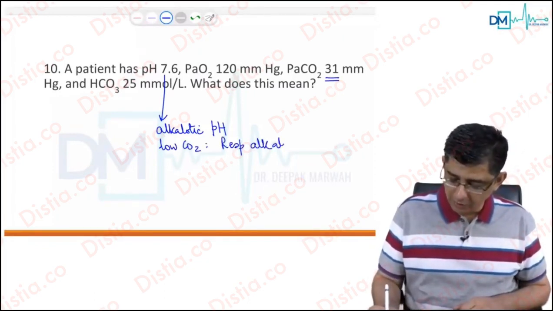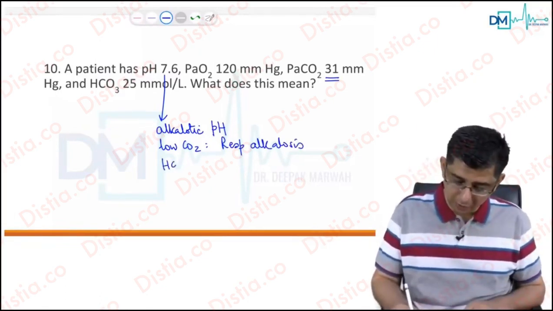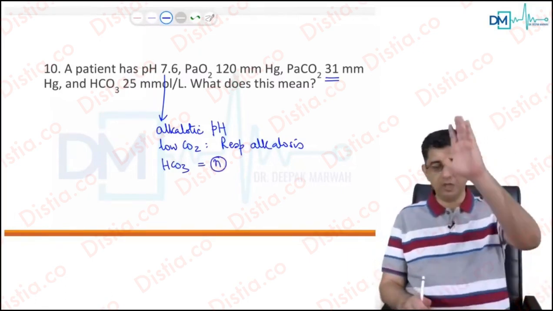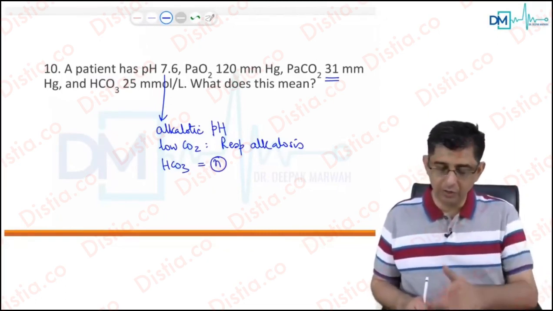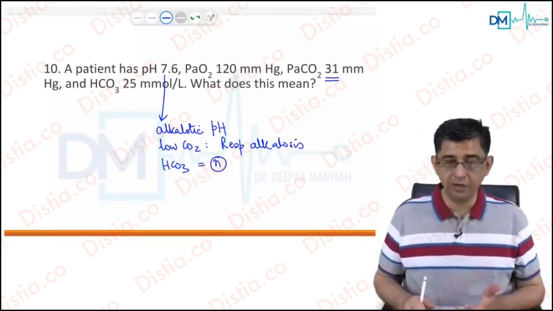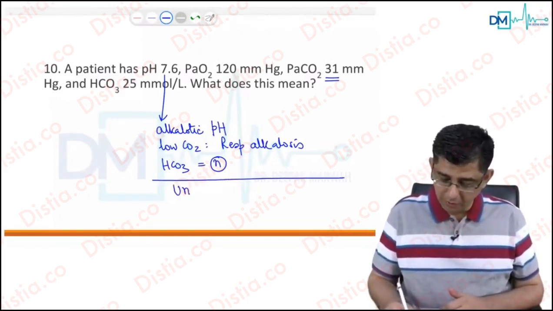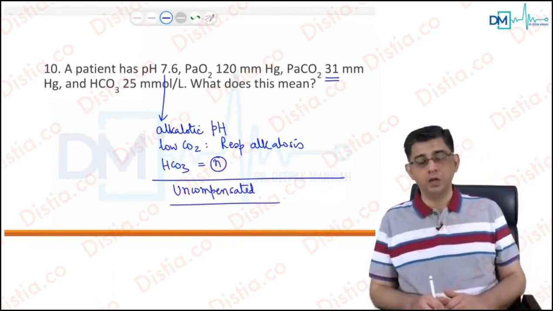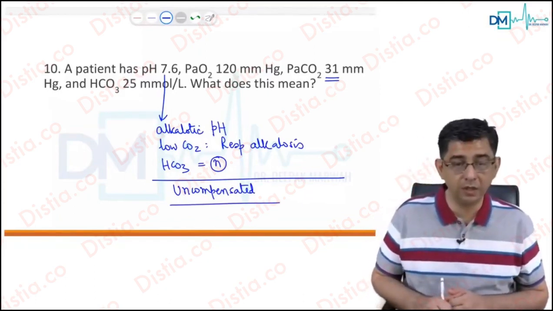Why? Because the bicarbonate value of this particular guy is 25. If bicarbonate was elevated, I could have thought of metabolic alkalosis. But bicarbonate in this guy is normal. So that means there is an uncompensated respiratory alkalosis. The bicarbonate values have not reduced, they should have reduced. If in this question bicarbonate values were lesser, I would have answered it as partially compensated.